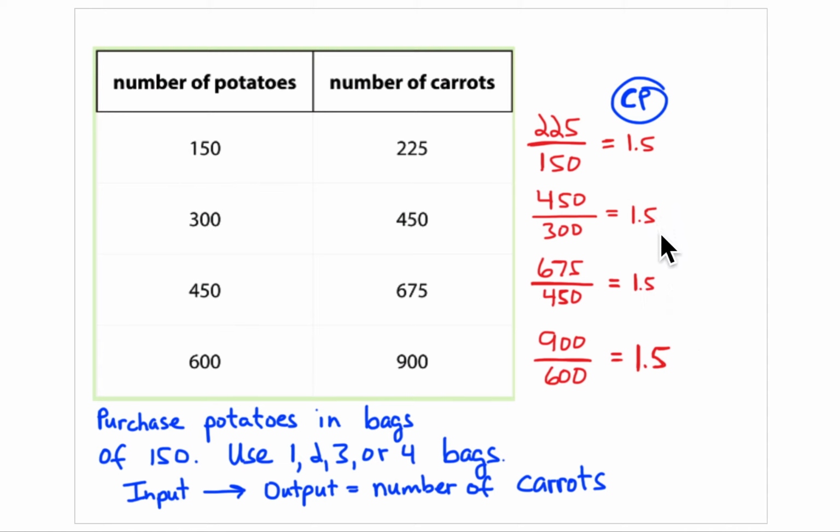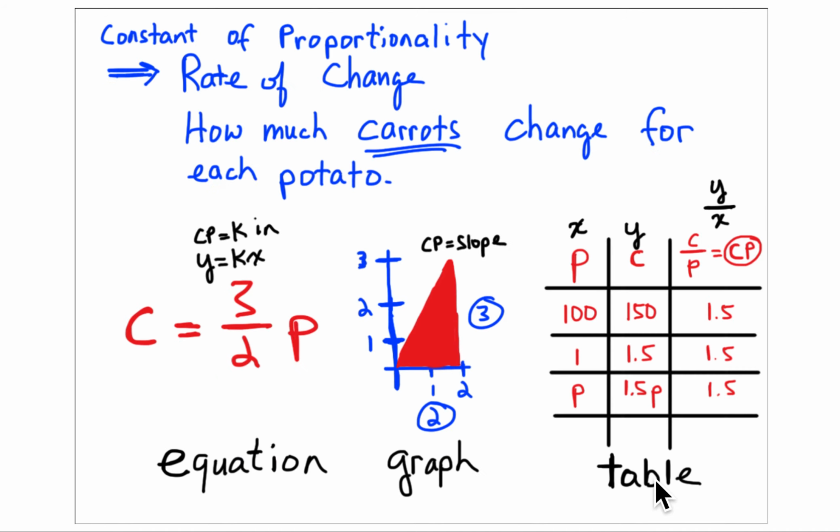And you can check to make sure it's a proportional relationship by calculating the constant of proportionality all the way down. And it has to be. If it's proportional, it has to be the same. That's why it's called a constant of proportionality. So you purchase potatoes in bags of 150, use 1, 2, 3, or 4 bags. The input, what's going into your problem, what's known, is the number of potatoes, the number of bags in this case, and the output, what you're going to calculate, is the number of carrots. That's the answer to the question.